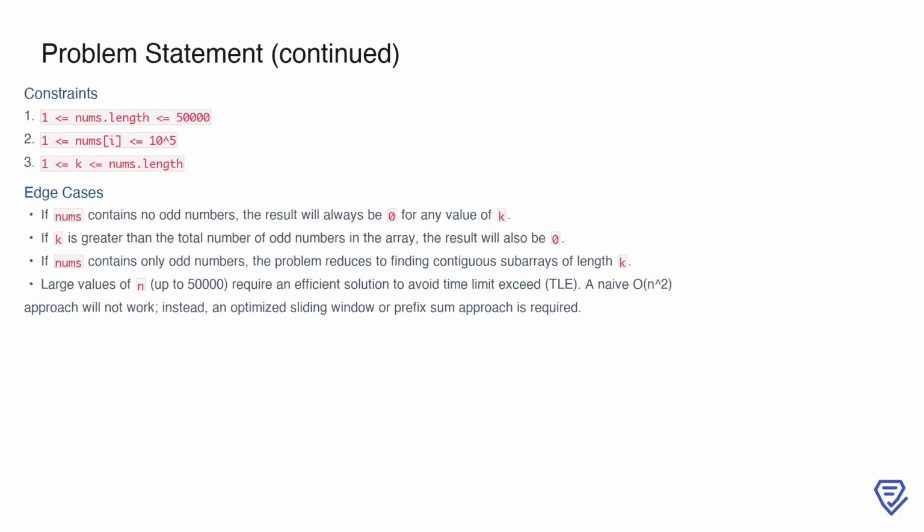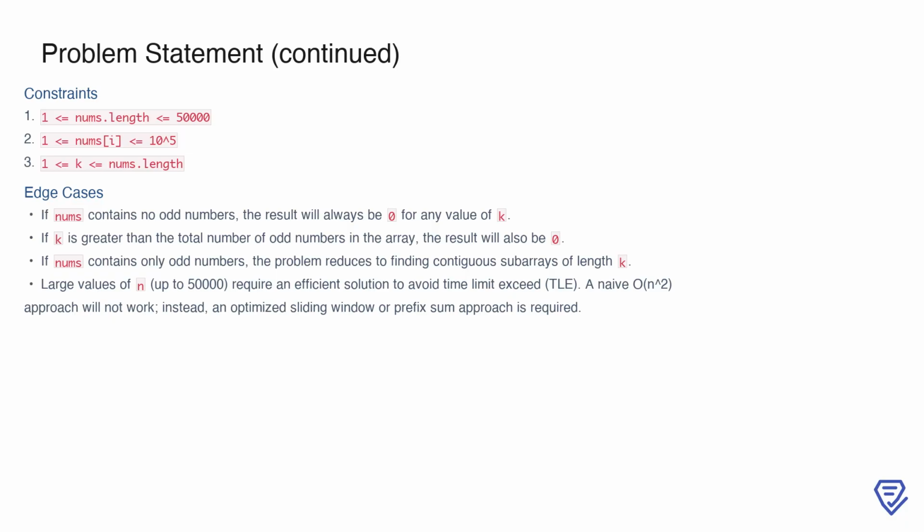There are a few constraints and edge cases to keep in mind for this problem. First, the size of the array can go up to 50,000, so an efficient solution is necessary to avoid time limit issues. A naive approach with n squared complexity will not work for larger inputs, so we need to consider optimized techniques like the sliding window or prefix sum approach.